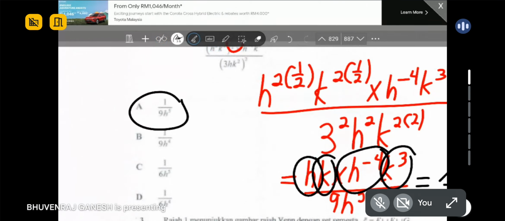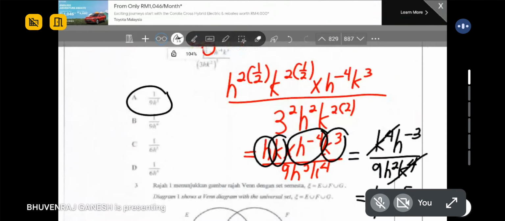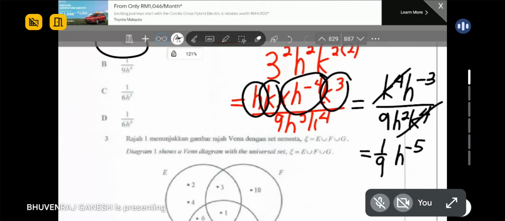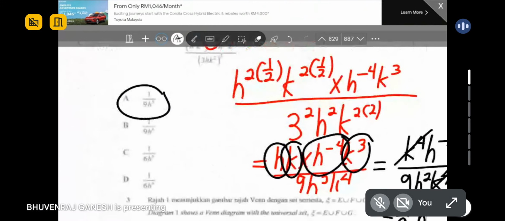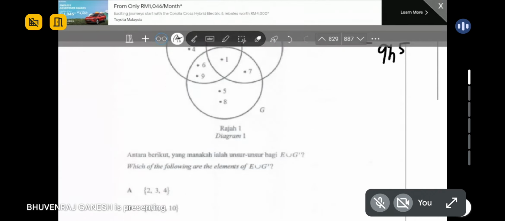Okay guys, jelas how I get the answer? So the answer is A. Jawapan dia A. Okay, no problem. Question 2, jelas? So I can write this also like this, 1 over 9 h power 5. Sama lah. Okay, alright.